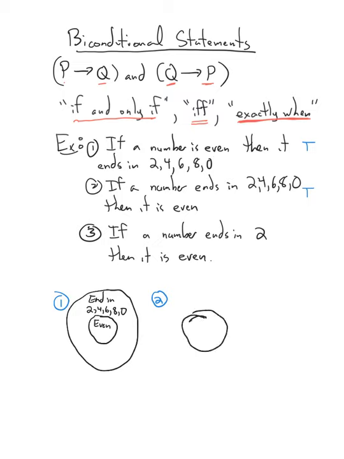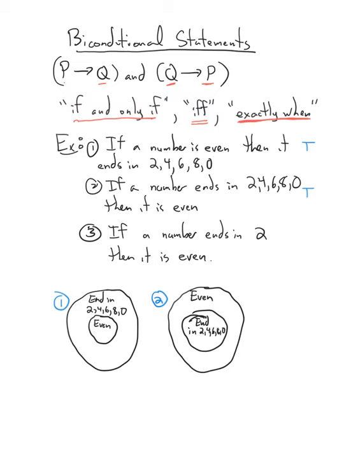So this is saying if it ends in 2, 4, 6, 8, or 0, if the ones digit is 2, 4, 6, 8, or 0, then the number is even. All numbers that end in 2, 4, 6, 8, or 0 are even. We know both of these are true, so both diagrams have to be correct. But look at this. In diagram 1, you have even on the inside and ending in 2, 4, 6, 8, or 0 on the outside, and in diagram 2, you have the reverse. So how can both be true?